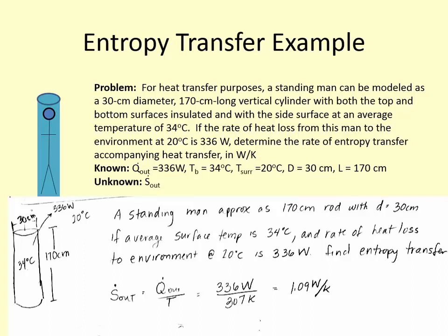The man. Okay, so it depends on what we're looking at, right? So right now we want to know the rate of entropy transfer accompanying heat transfer. It doesn't specifically say the rate of the man or the rate of the surroundings or whatever. So if we look first just at the entropy transfer from the man to the surroundings, so Q dot out over T of the boundary or T of the man. Okay, so that's 336 watts divided by 307 Kelvin, always converting to Kelvin when it's a single temperature. Delta T in Kelvin is the same as delta T in Celsius, so there's no conversion needed. So 336 over 307 is 1.09 watts per Kelvin.